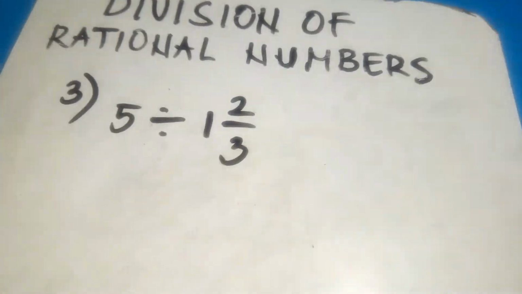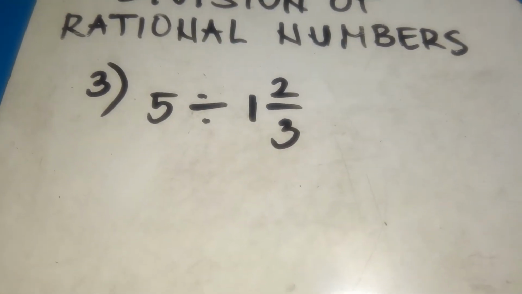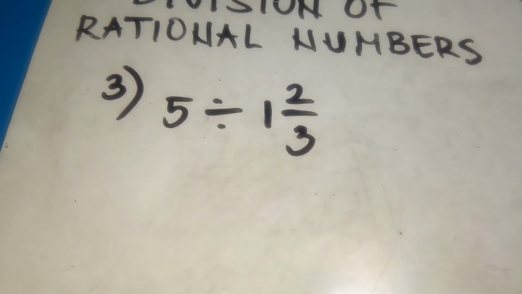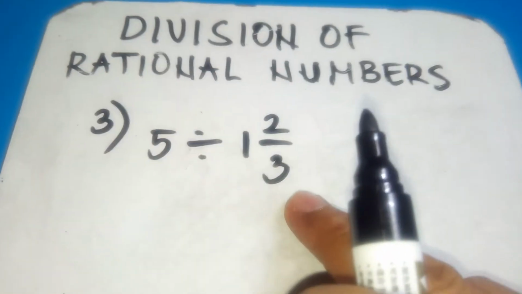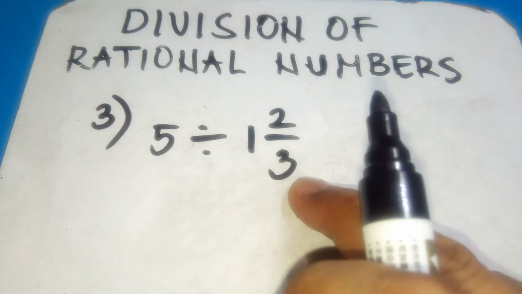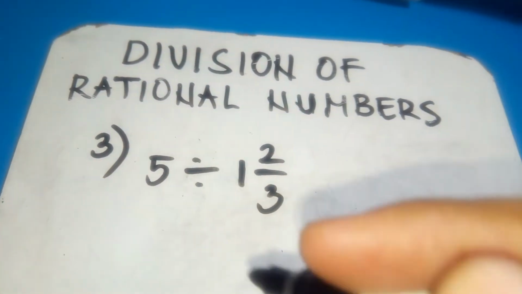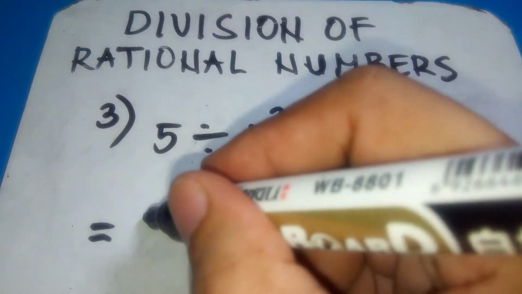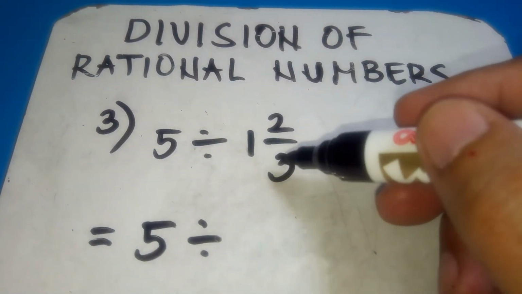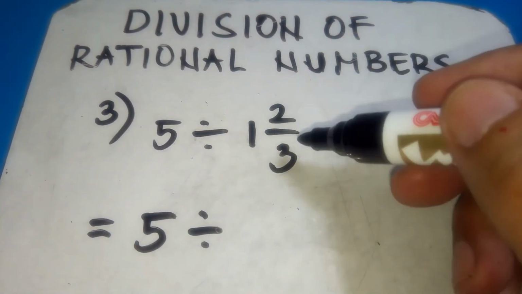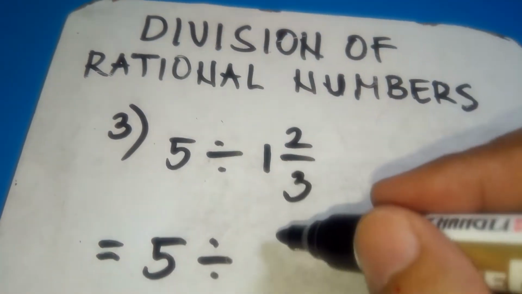Let's proceed to example number 3: a whole number divided by a mixed number. Our divisor is a mixed number, so we will have to convert this mixed number to an improper fraction. This will be 5 divided by the improper fraction form of 1 and 2/3. That's 1 times 3, 3 plus 2, so it's 5/3.